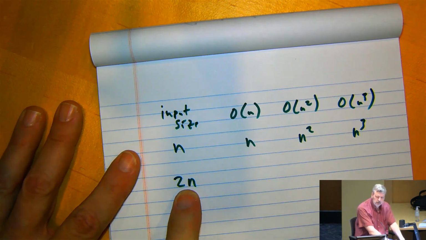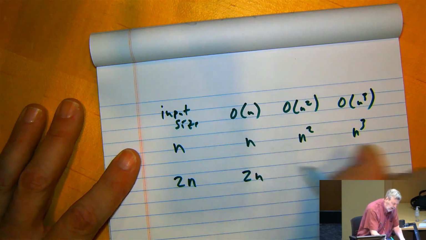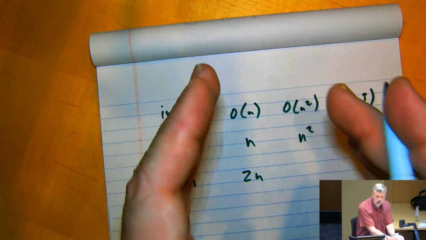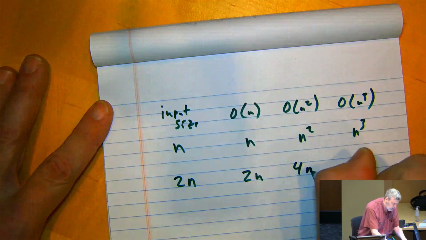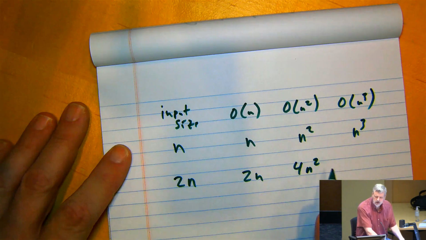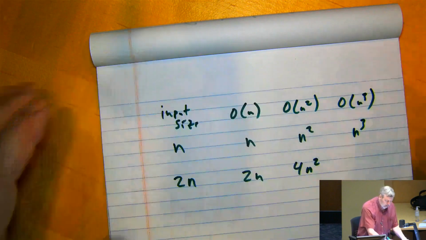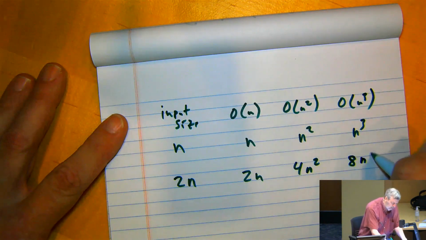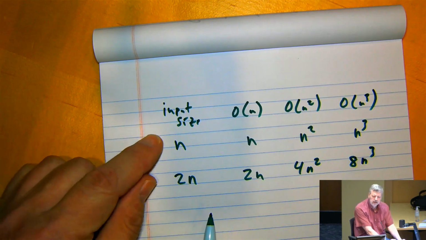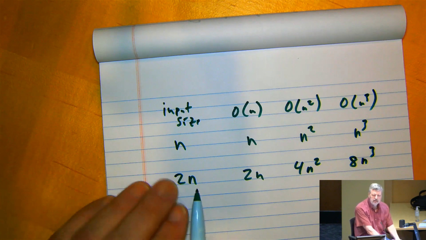So what do you get when you plug 2n into these different functions? What you get here is 2n. Here you get 2n plugged into n squared. So 2n quantity squared is going to give you 4n squared, because that 2 gets squared when it's included in that function. And for the n cubed, we would have 2n cubed, which gives us 8n cubed. So what we really care about is the growth rate. We're interested in how this changes as n changes.